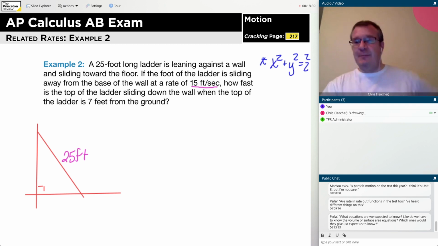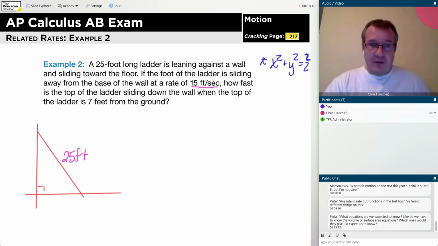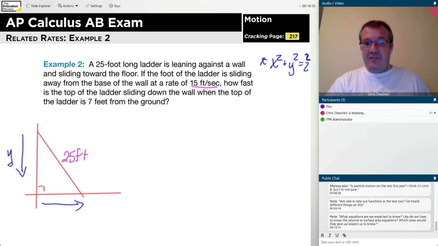That's going to be my Pythagorean theorem. And sorry, it should be an exponent of 2, not the z to the z power. So now here, I just have to be careful again, identifying what it is that I know. I know the vertical is going to be the y, and it's sliding down. The base is sliding outward, so that's going to be my x, my horizontal displacement. The length of the ladder is never changing.